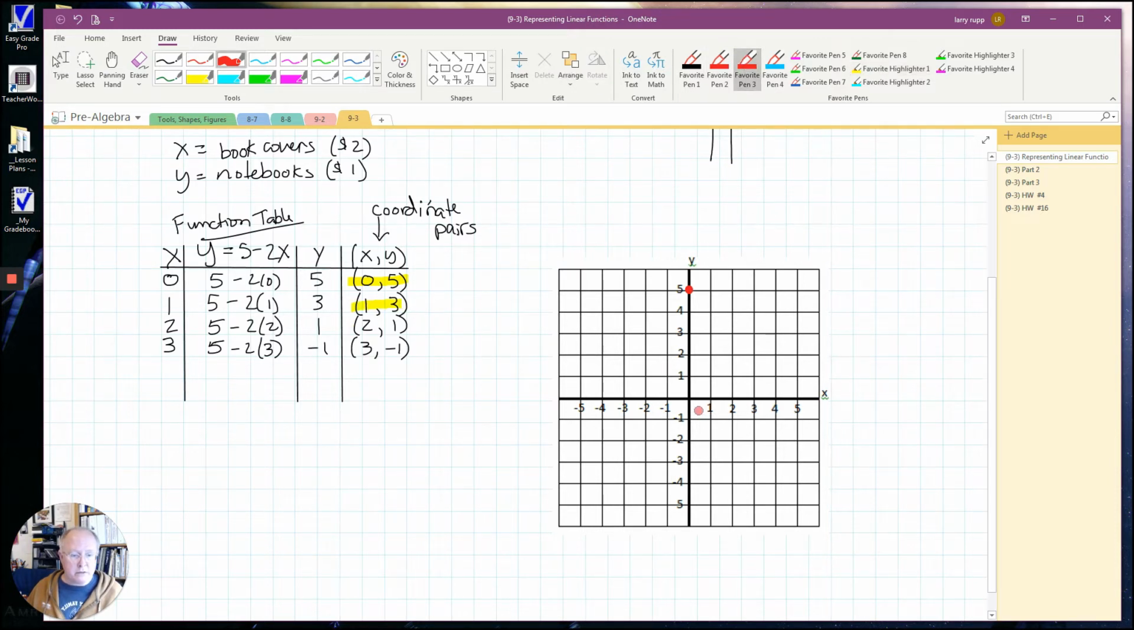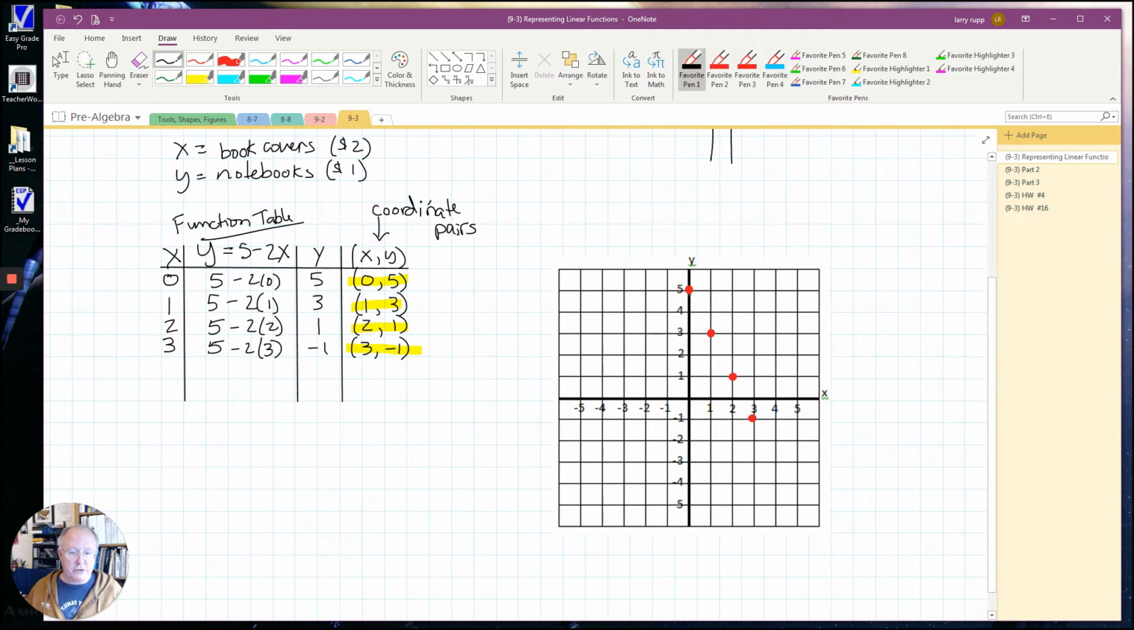So on our graph, we come over positive 1, and then we go up 1, 2, 3, right there. And now we're going to plot (2, 1). All right, so we come over to our graph and we go over 2 for the x, and we go up 1 for y. And our last point was (3, -1). All right, so let's find out where that puts us. Over here we go 1, 2, 3, and then we go down 1.